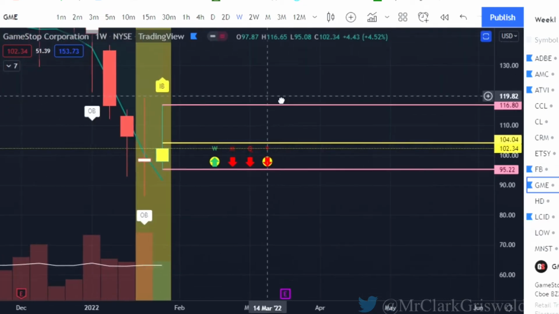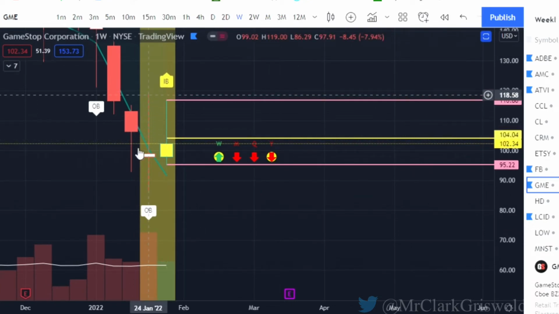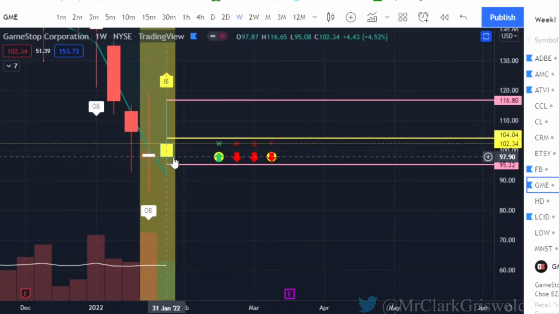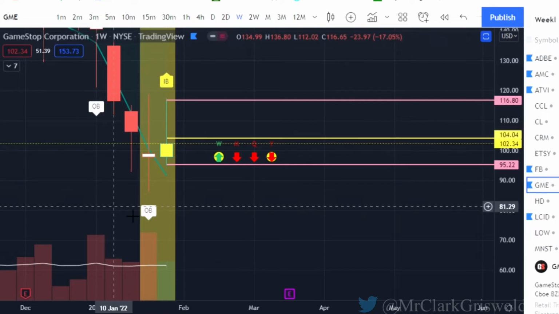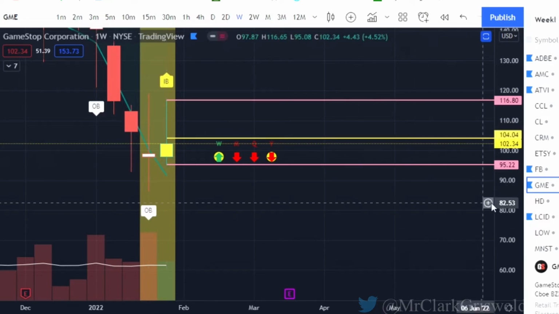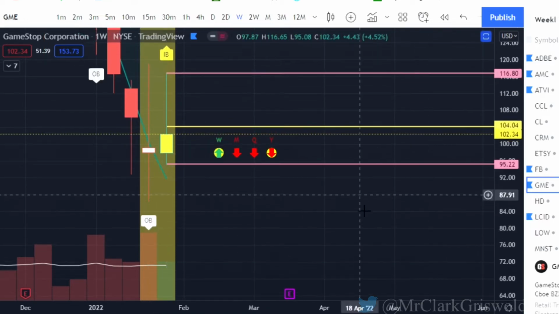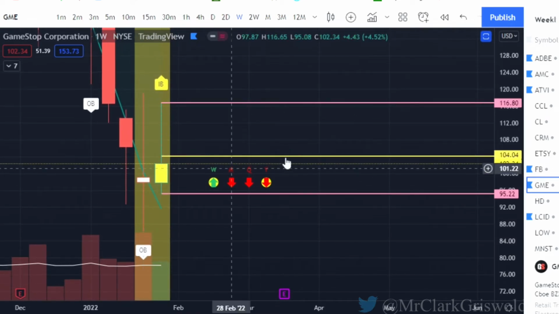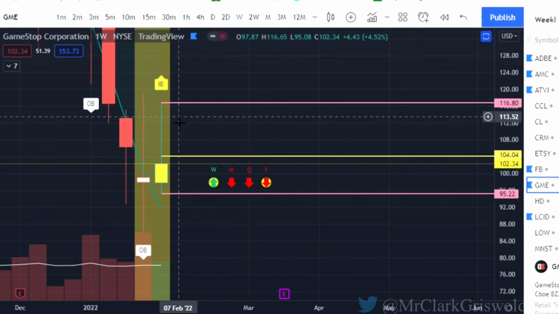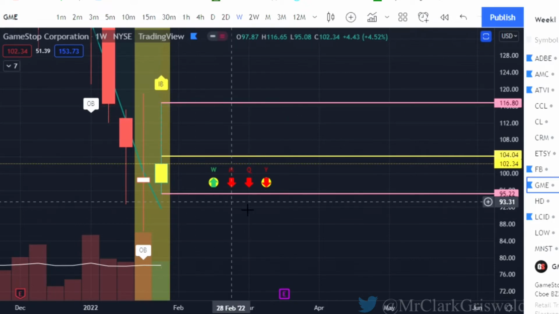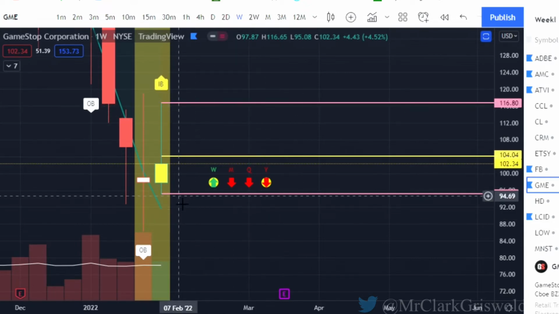GME, we have an inside bar. We actually have a 3-1 setup. If you follow Rich at Trading Wars, this is his Holy Grail setup. A 3-1, it's a very powerful setup. So on this setup here on GameStop, we'd be looking for calls at 116.80 if we break the high of this inside bar, or $95.22 would be our put if we break the low of that inside bar.